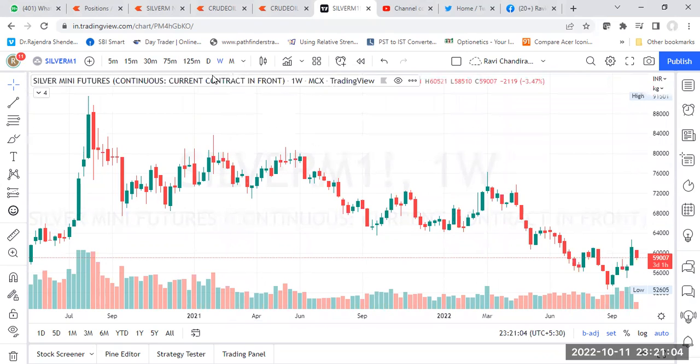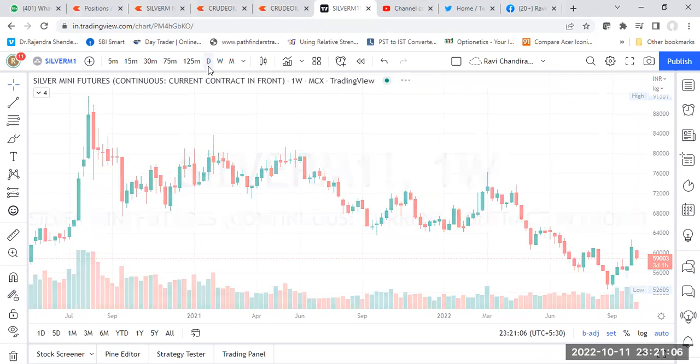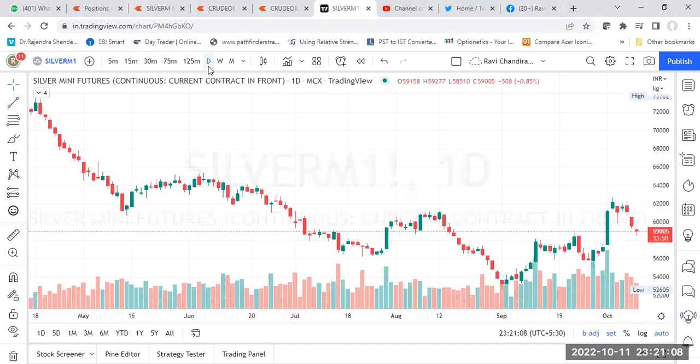Now, if we look at the daily chart also, you will see clearly that the trend is up. Low, higher low, high, higher high. So here also the trend is very, very clearly up.